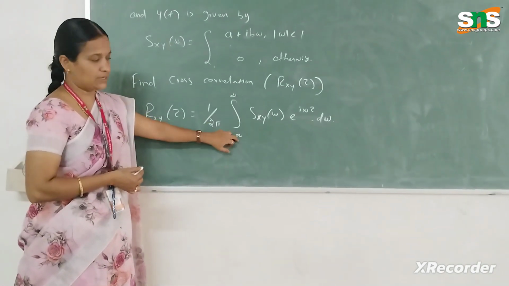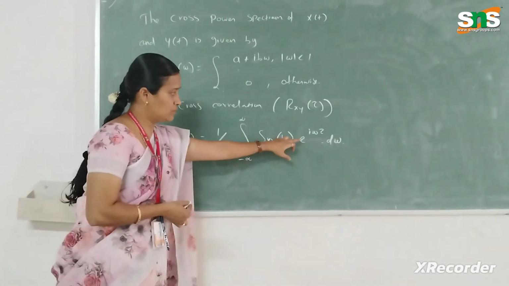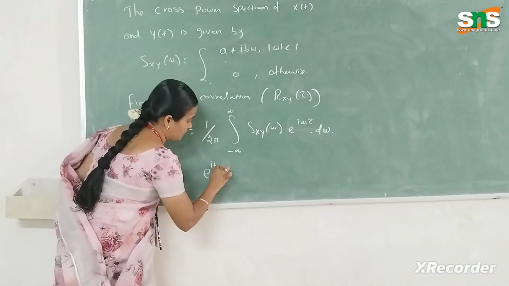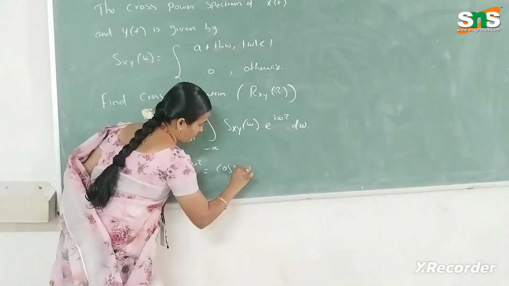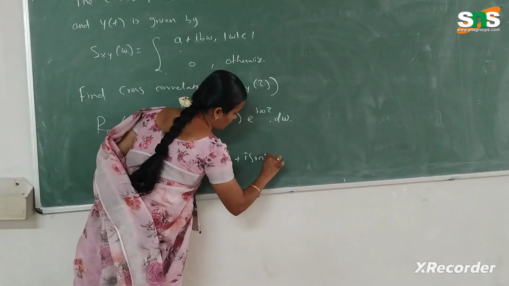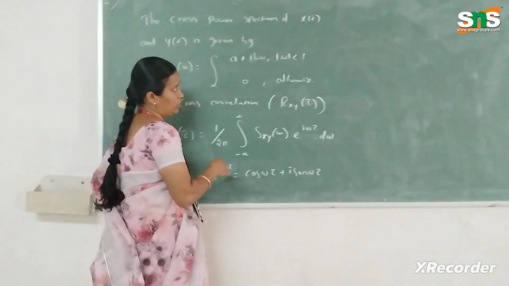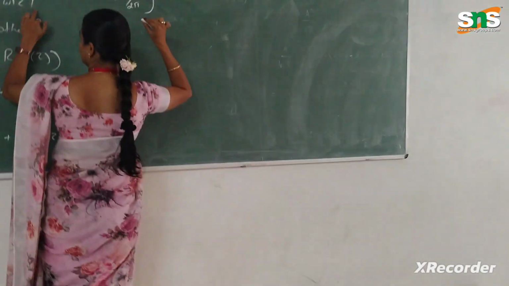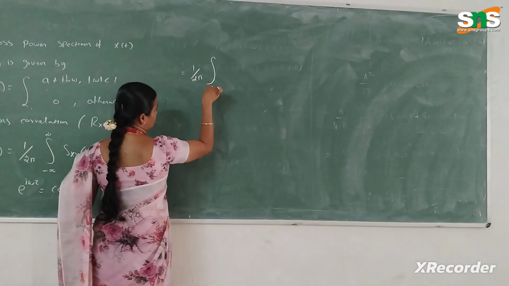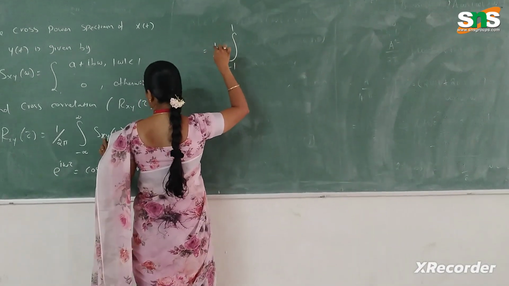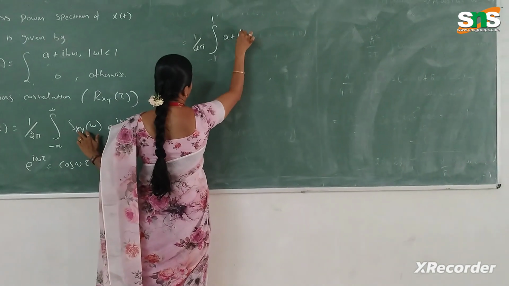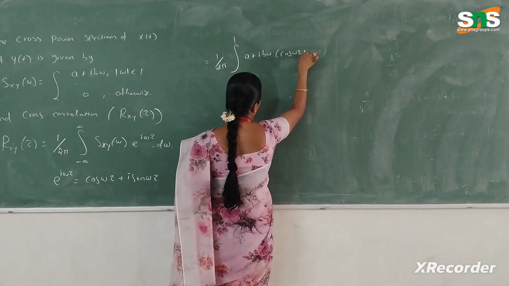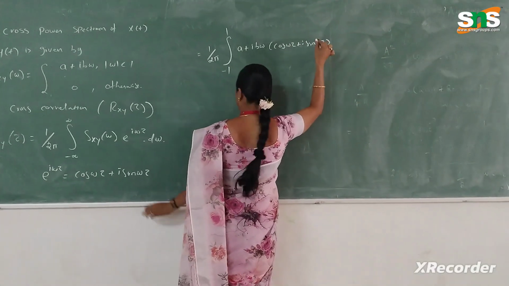Now I am going to replace the limits and S_xy(omega). So what is the value of e power i omega tau? In terms of trigonometry, it is cos omega tau plus i sin omega tau. Now I am going to replace all. So 1 by 2 pi. Modulus of omega less than 1 means the limit varies from minus 1 to plus 1. S_xy(omega) is a plus ib omega, into cos omega tau plus i sin omega tau, d omega.